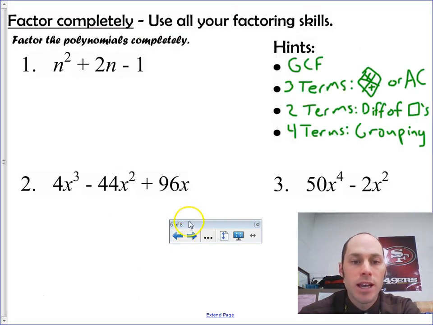So let's put all that together here and let's work through these examples. I'm going to show the examples worked out, but I'll give you time to work them on your own. Give it a chance to try it out. So pause the video, start it once you are ready to see the worked out solutions.